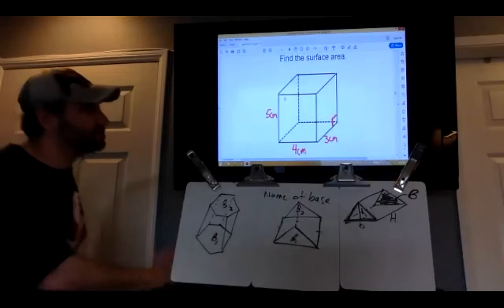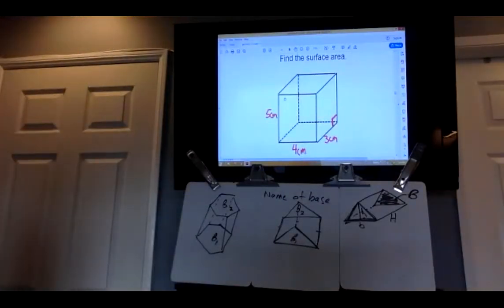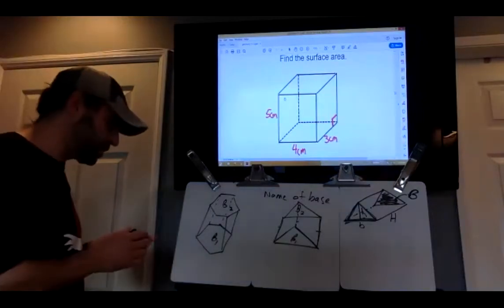So go ahead and find the surface area of that. 30 seconds. This is one of the easiest ones that we can get. While you're doing that, I'm going to erase the board.